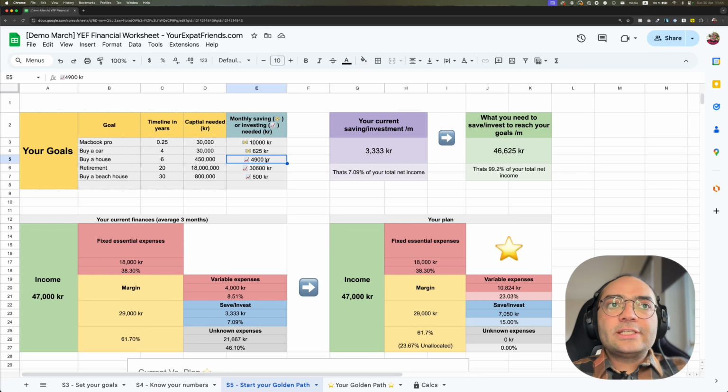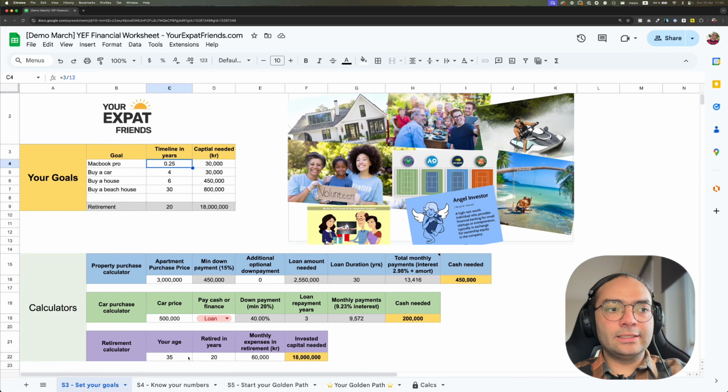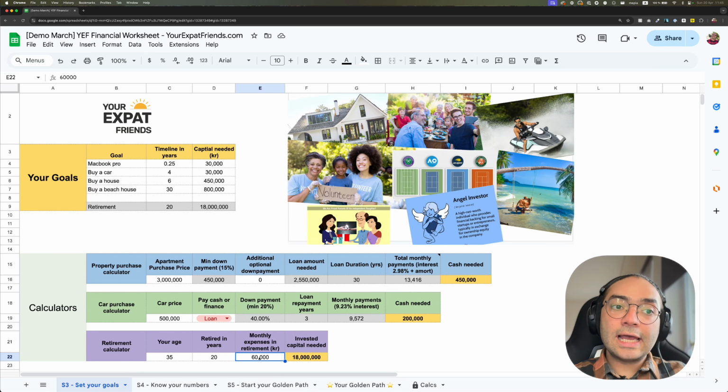So the idea here is that by converting your longer term goals into specific monthly savings and investing targets, it makes it way more tangible for you to understand what it means if I want to retire in 20 years. In this particular scenario, with the goal that I set for myself, I said I'm 35 years old, I want to retire in 20 years, and I want to be able to spend 60,000 kroners net after my retirement.